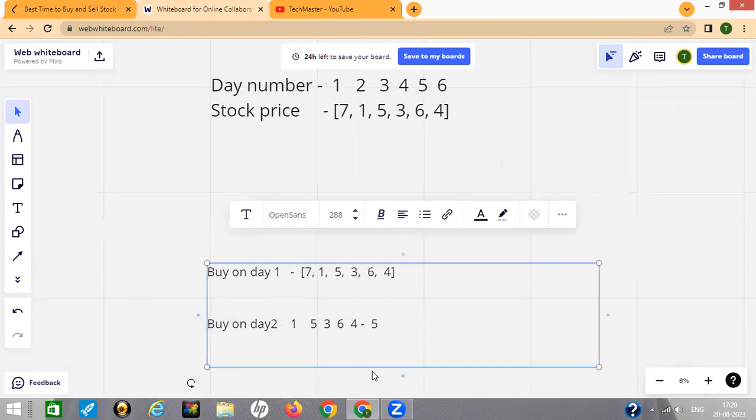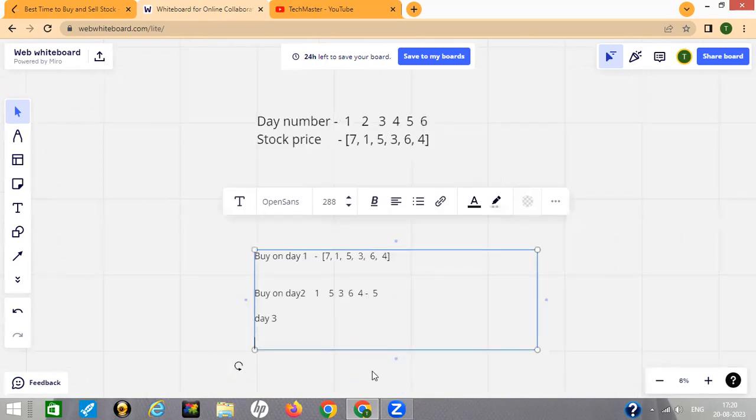But that will not stop here. Then I will see if I buy my stock on day 3, what all profit I can make. Day 4, day 5. So I can go till day 5, because if I buy on day 6, I do not have any other option to sell.